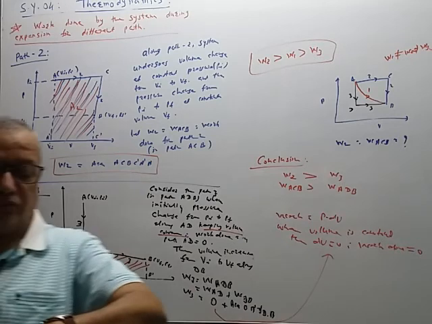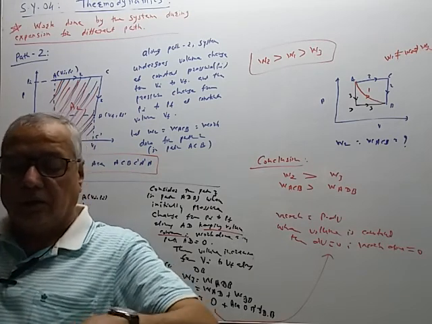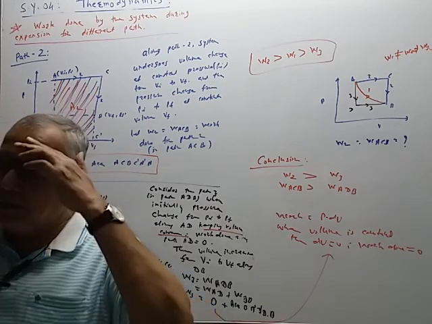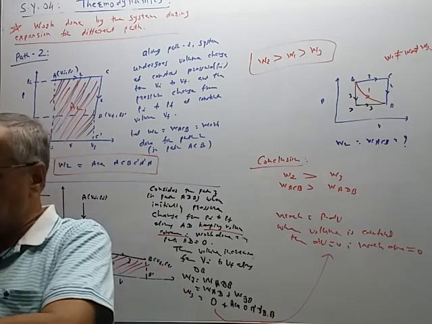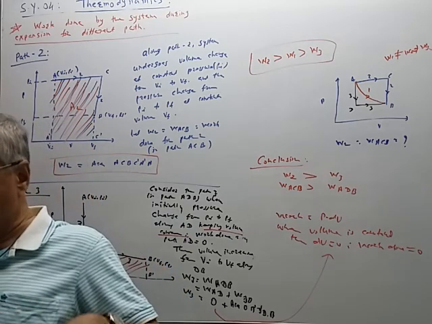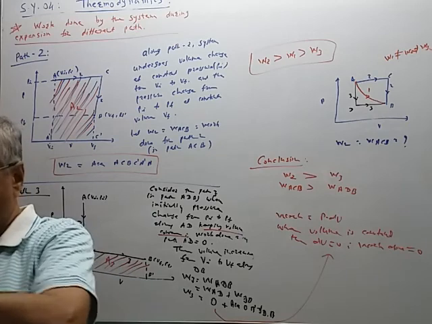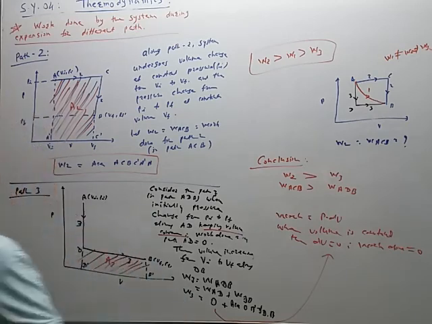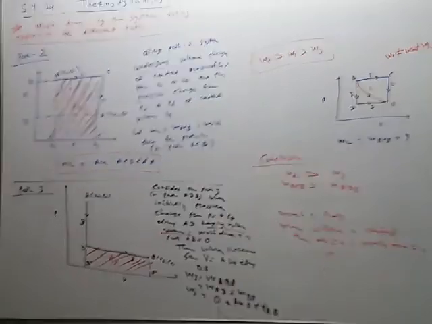So we can change the system from initial to final state along different paths, but the value of work done will be different for different paths, like this. So calculations of area are important.